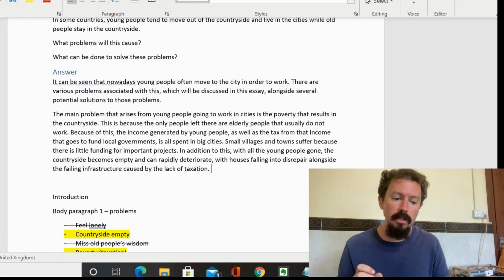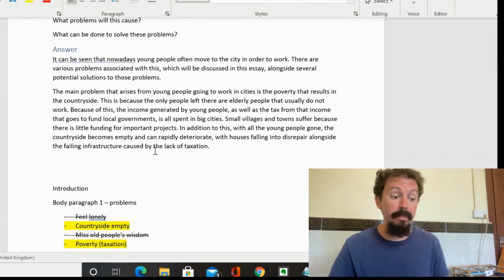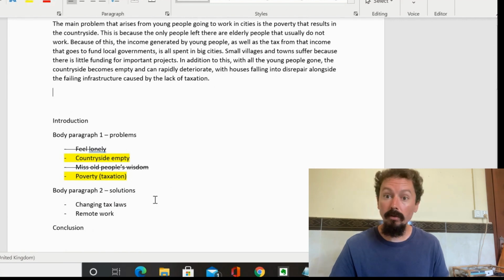It says, in addition to this, with all the young people gone, the countryside becomes empty and can rapidly deteriorate, with houses falling into disrepair alongside the failing infrastructure caused by the lack of taxation. So basically, my last point, being the second important one, is the idea of the emptiness of the countryside and the resulting problems from that, such as properties falling apart. But I've also alluded again to the idea of the infrastructure, meaning roads and things, that is suffering from the lack of tax revenue. Now I'm going to write my third paragraph, which will be about the solutions to this problem.